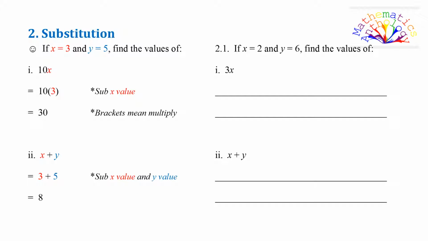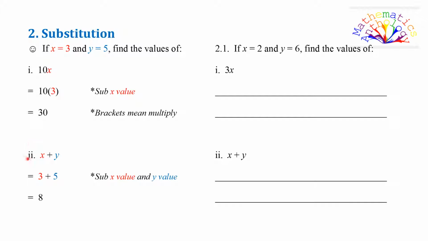The next one we go to is substitution. So we're given here, if x is equal to 3 and y is equal to 5, find the values of the first one given, 10x. Now in algebra, a constant next to a variable actually means multiplication. So 10x actually means 10 times 3. Brackets means times, so 10 brackets 3. 10 times 3 gives us 30. So instead of x, we substituted our x value, which was given as 3. So 10x became 10 times 3, which is 30.